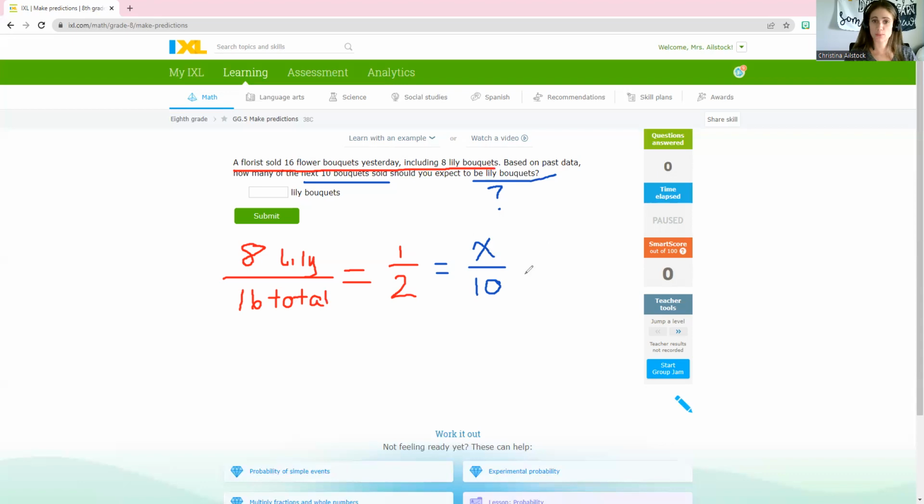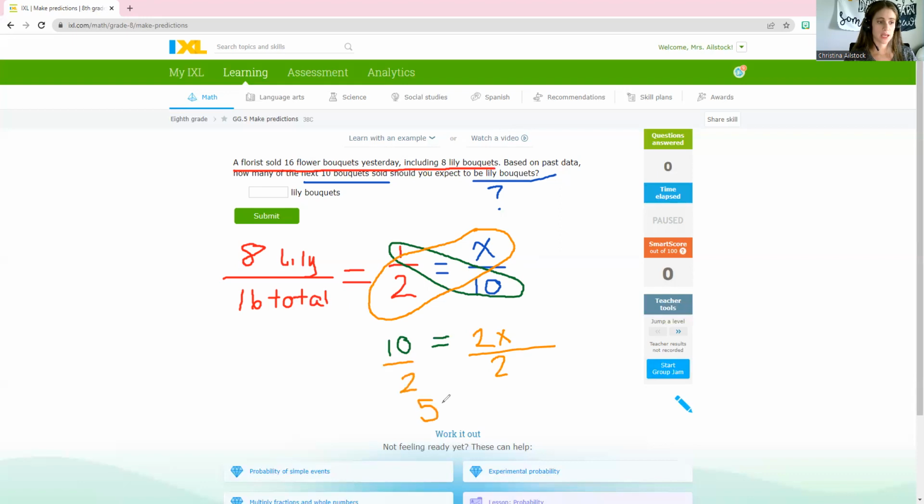We can use cross multiplication to solve this. First we'll multiply 1 times 10, which is simply 10. Next we'll multiply 2 times X, which is 2X. To solve this equation for X, the inverse of multiplication is division, so we divide both sides by 2, giving us the answer of 5. That means we can expect that of the next 10 bouquets sold, 5 of them will be lily bouquets.